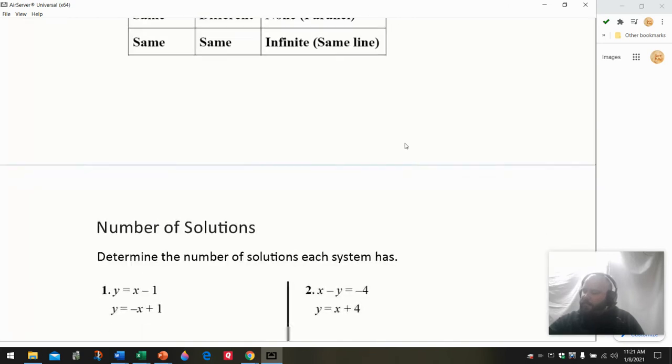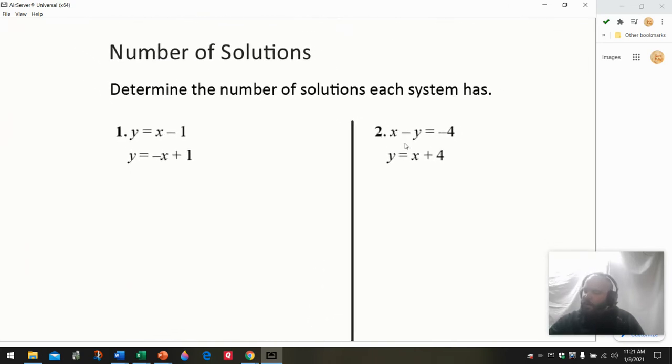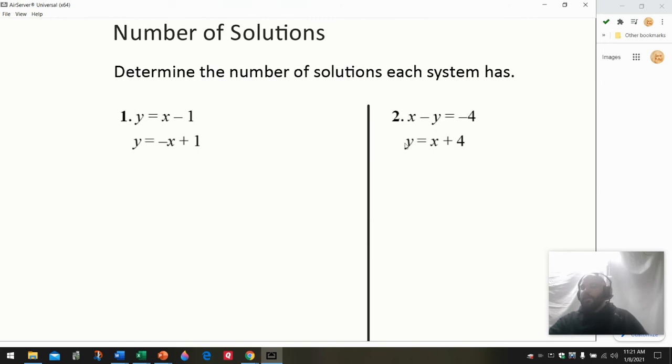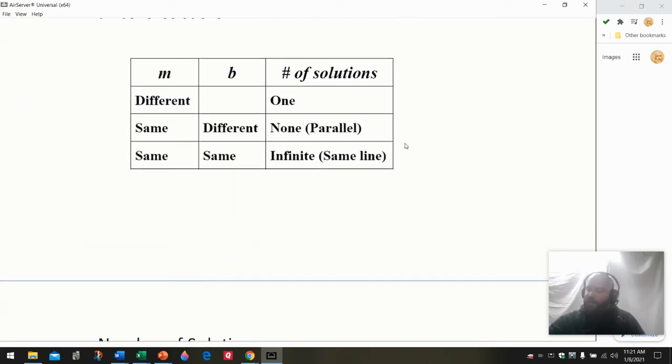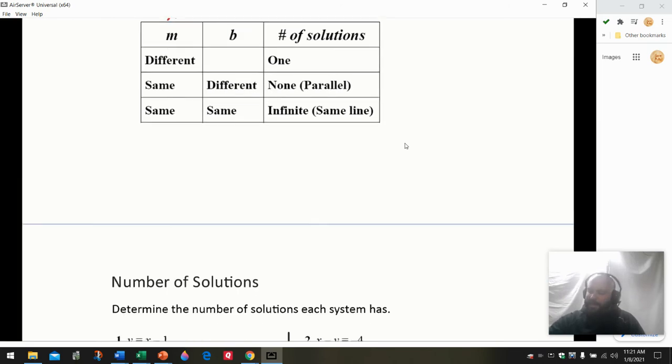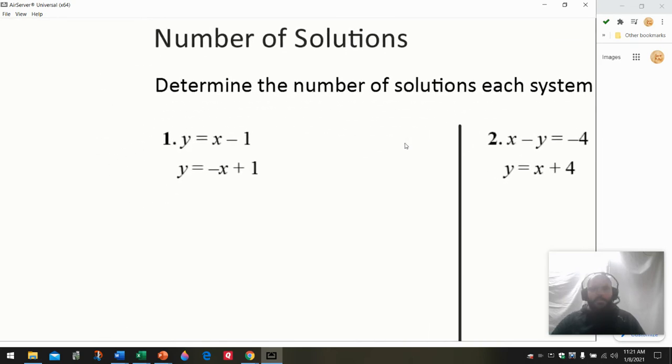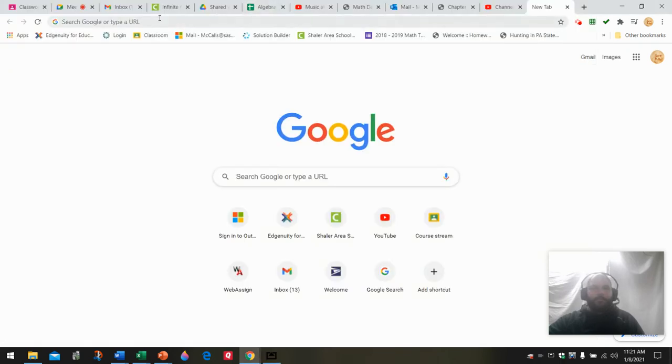So now let's use that information to answer these questions. It says number of solutions. Determine the number of solutions each system has. Now, in order to do this, we need to know what the m and the b are in our lines. So in this first one, it's really easy to figure out because when I write y equals mx plus b right here, you can see that it lines up very nicely with slope-intercept form.